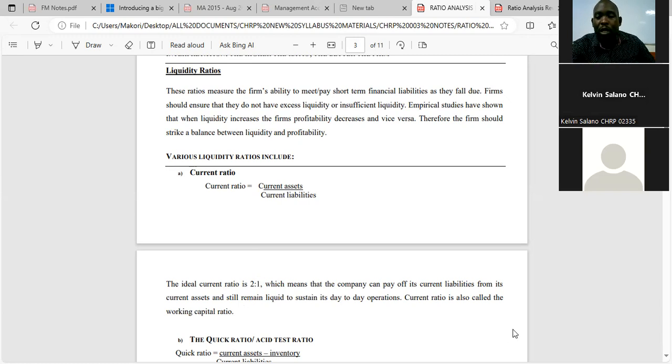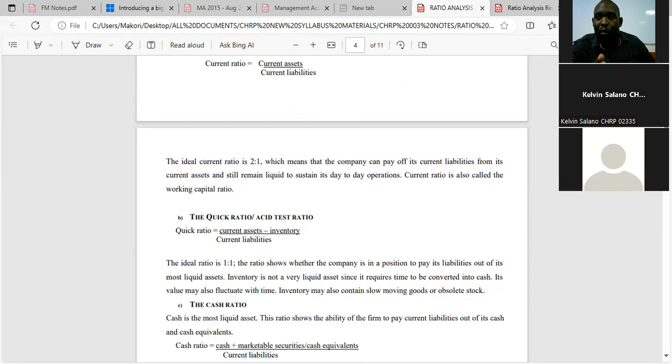Then we have the quick ratio or the acid test ratio. These are very commonly tested. The quick ratio or acid test ratio is a modification of this current ratio. They normally argue that this item we call inventory, yes, it is categorized as a current asset, but they argue that some inventory items might not be current assets.